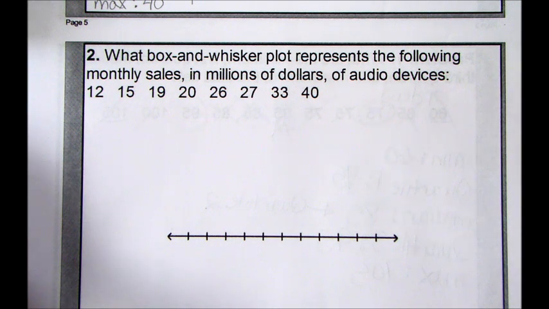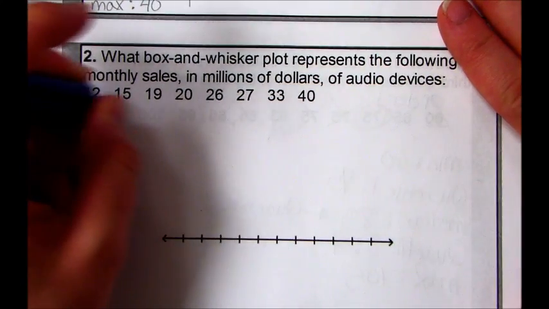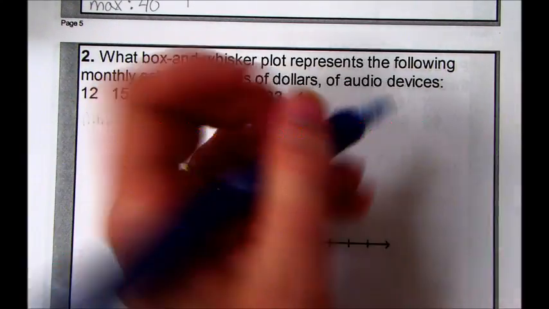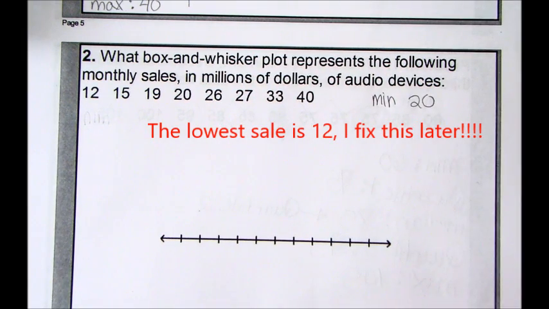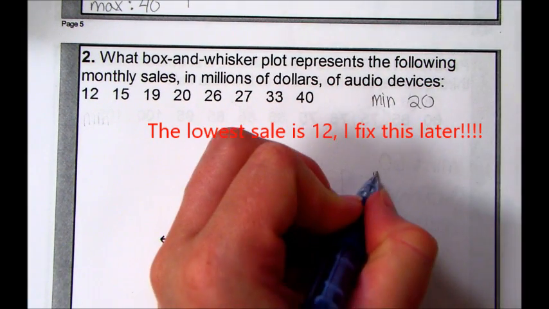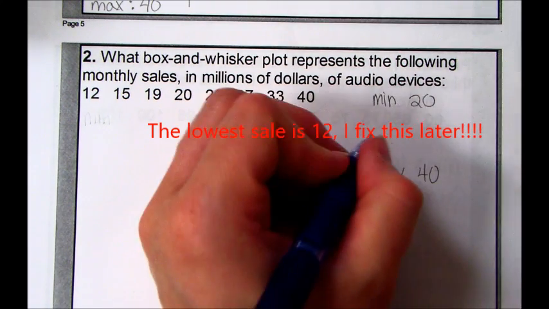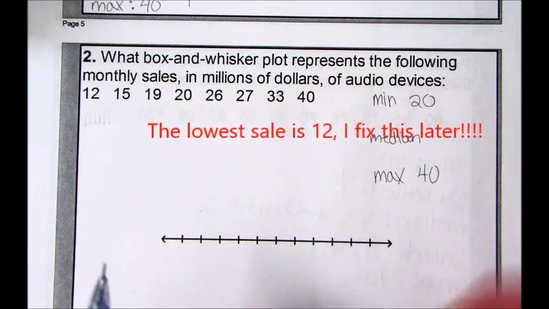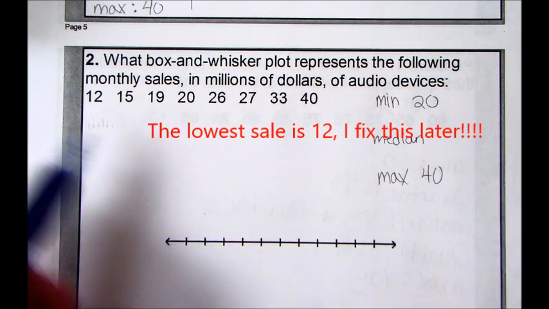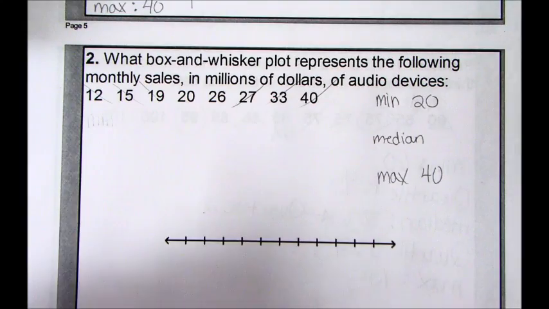All right, so we have to find the lowest sale. I'm actually going to move this over because it's going to get messy if I don't. The lowest sale, the minimum, was 20. The highest sale, the maximum, was 40. And then I always like to do the median, or the middle one, next. The median amount is, let's see, 1, 2, 3 that side, 1, 2, 3 that side.